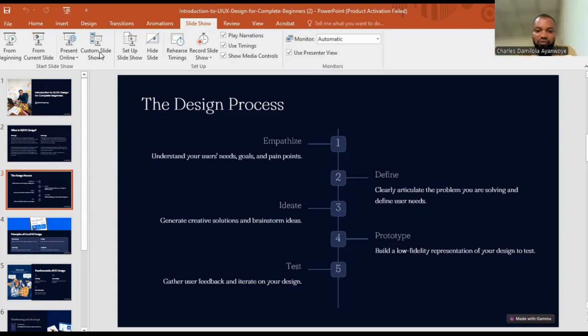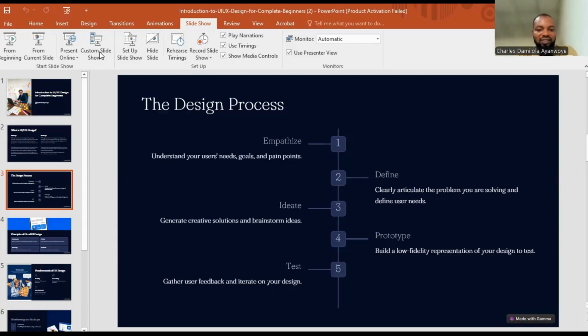Remember I told you, if I'm asked, what is design? I will simply put it this way. Design simply means solving problems. There are no 2 ways to explain this. Every other definition we give to design comes under the fact that design means solving problems. So for you to solve problems for a particular demographic, you need to have empathy. And this is where the word empathize comes from as the first step of the design process. You need to have empathy. Understand your users' needs, their goals and their pain points.